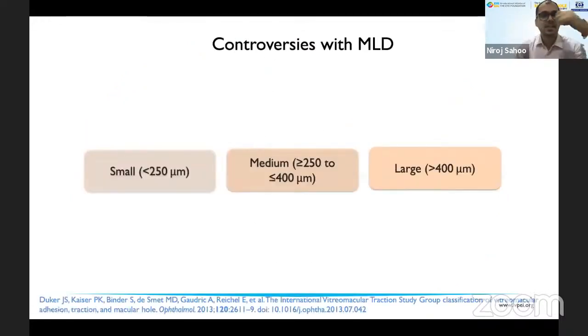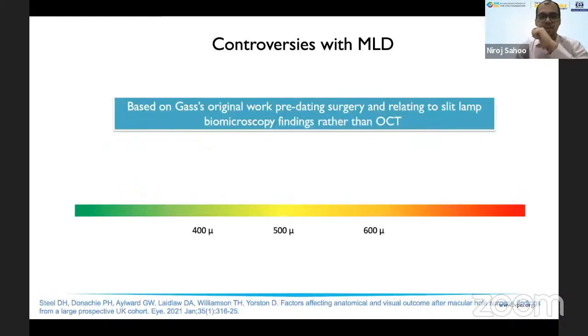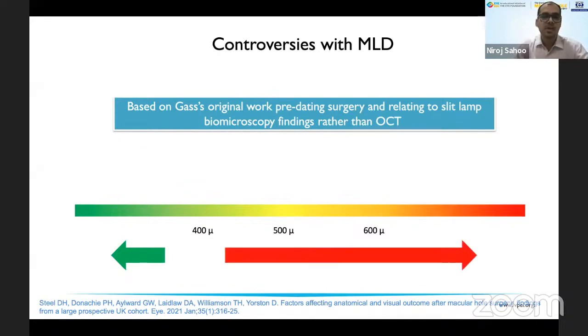So the classification based on IBTS into small, medium, and large. But the large macular hole size of 400 microns was originally based on Gass's work, from before the origin of OCT and surgery. So basing this as a cutoff for large macular hole is not correct in the current scenario. Although definitely less than 400 microns, they have very good visual acuity and visual prognosis, but more than 400 microns, where exactly the cutoff lies is very unclear.